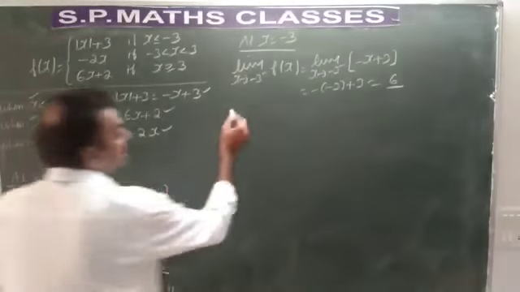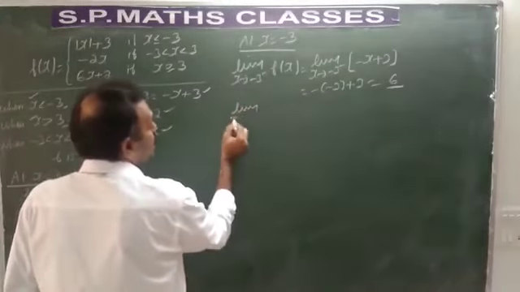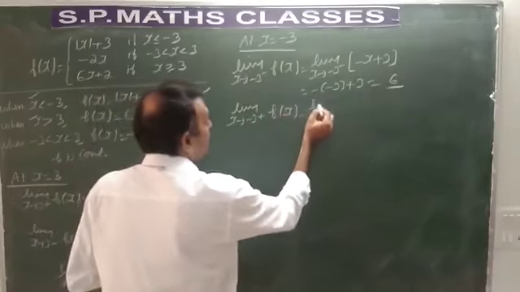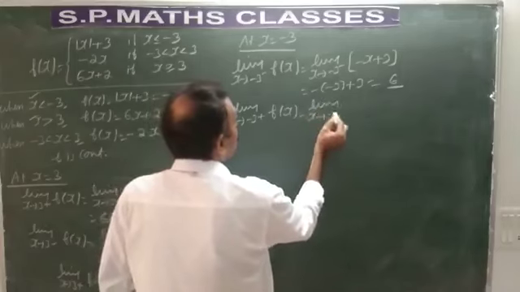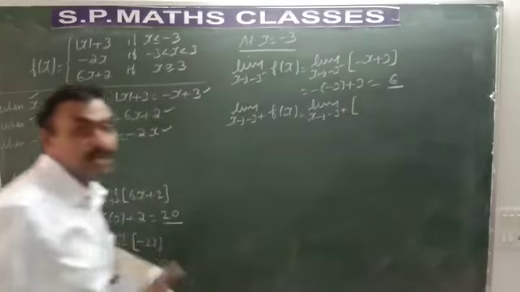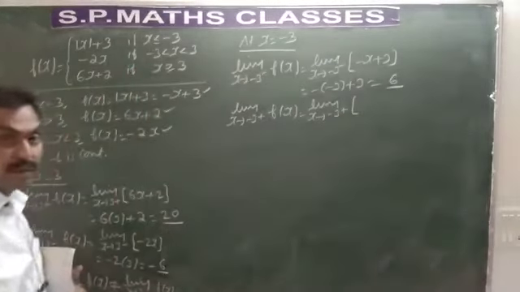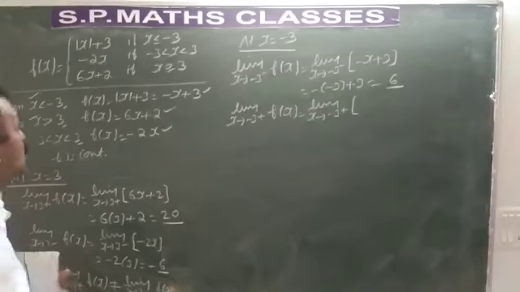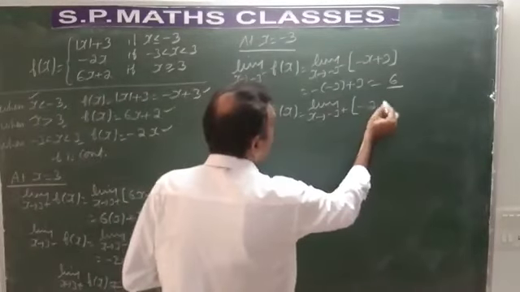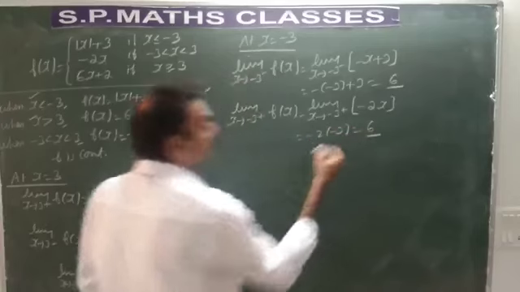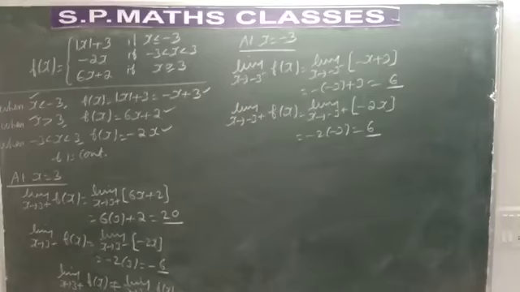So 6 we get. Similarly, the limit as x tends to minus 3 plus of f of x. Minus 3 plus means identify the function defined for x greater than minus 3. Minus 3 less than x means x should be greater than minus 3, for which the function taken is minus 2x. So minus 2 into minus 3, we get plus 6. Left hand limit is equal to right hand limit.